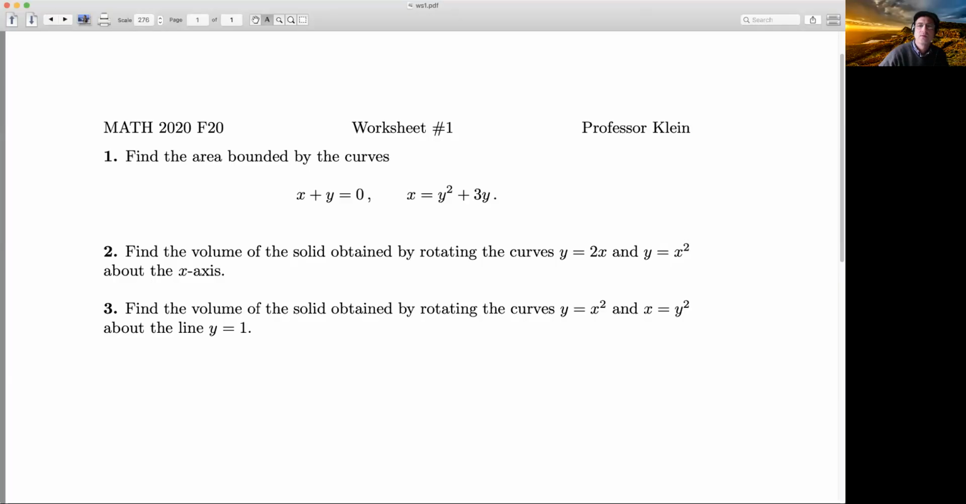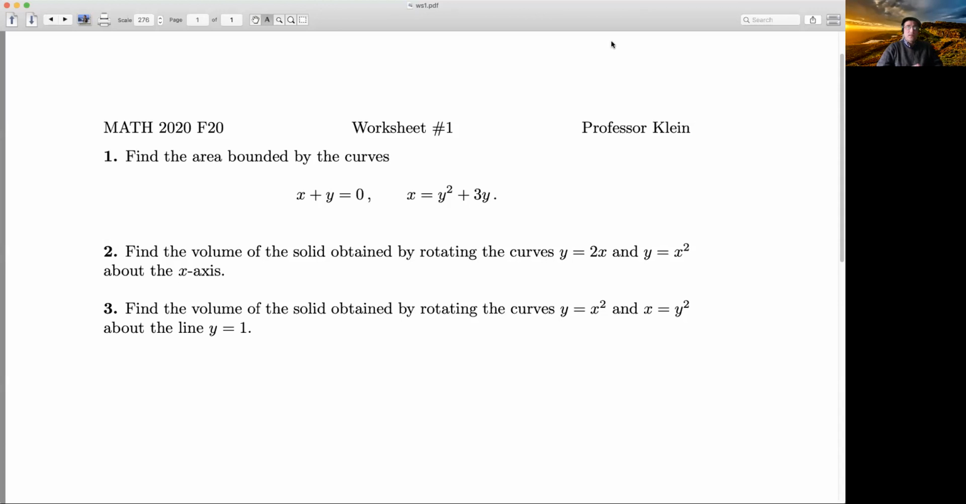I'm recording this from Scotland, from the Highlands, and this evening's worksheet will be about the solutions to worksheet number 1. It will be a short lecture since I want to go on my hike. So let's get started.